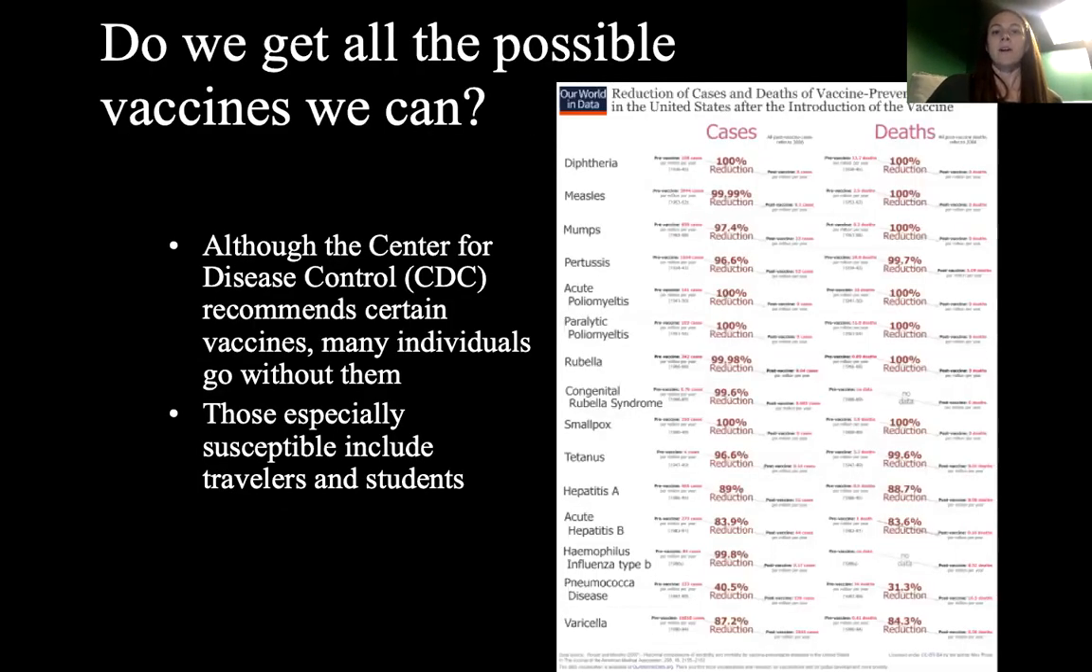All right, do we get all the vaccines we possibly can? Well, the Center for Disease Control recommends a lot of these. Some people are choosing not to get them, but you can see if you get the diphtheria vaccine, there's a nearly 100% reduction in cases for each of these vaccines. So it shows you how incredibly effective vaccines are at reducing the spread of disease.